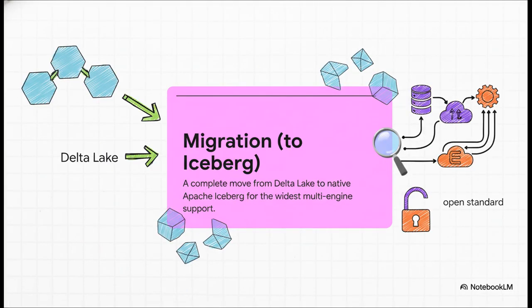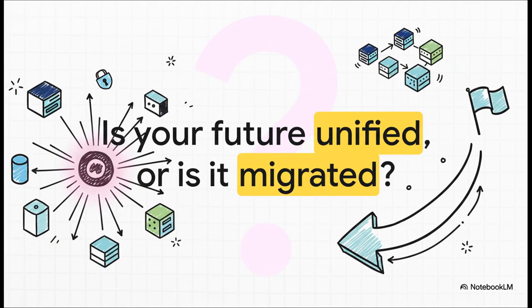The other path is a full migration. This is where you decide to convert all your Delta tables into native Apache Iceberg tables. Now yeah, it's definitely more work up front, but the payoff is that you are fully embracing an open, vendor-neutral standard. The goal is to get the absolute best performance and the best feature support across that entire multi-engine world we just saw.